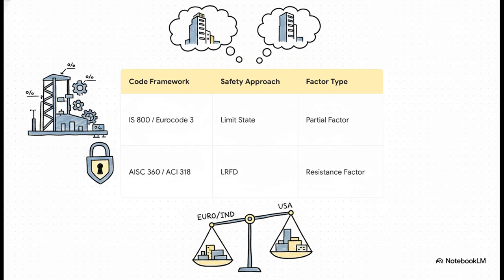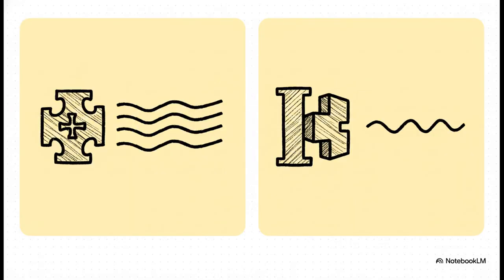But then you look at American standards like AISC 360 or ACI 318, and they rely on load and resistance factor design, using a single calibrated resistance factor. This isn't just theory. It drastically changes your material volume. The exact same column under IS versus AISC can require completely different tonnages for the exact same loading conditions. And this divergence is exactly why practicing globally keeps us on our toes.